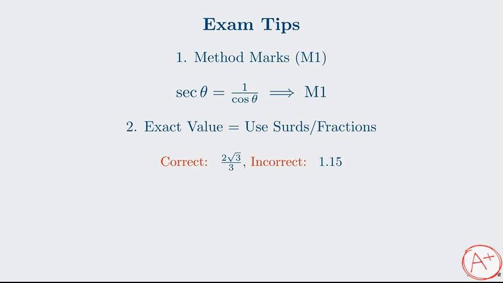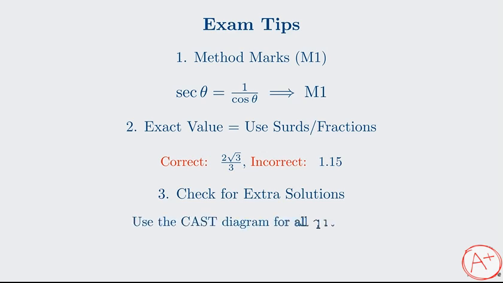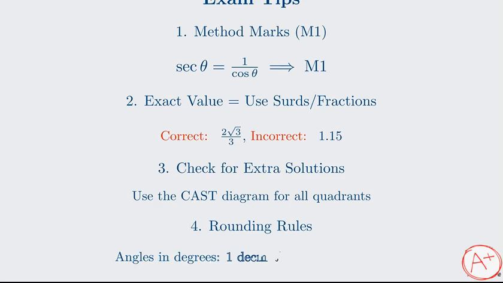Third, always check for extra solutions. For tangent and cotangent, solutions repeat every 180 degrees or pi radians. For sine, cosine, secant, and cosecant, check the full 360-degree range. Use your CAST diagram every single time to ensure you haven't missed a quadrant. Finally, rounding. Unless specified otherwise, Cambridge guidelines require angles in degrees to be given to 1 decimal place. Accuracy matters.